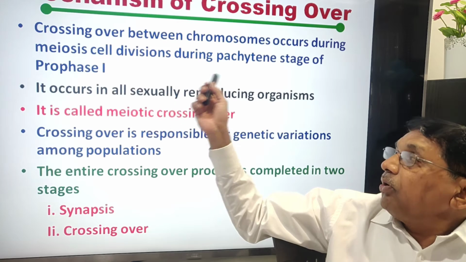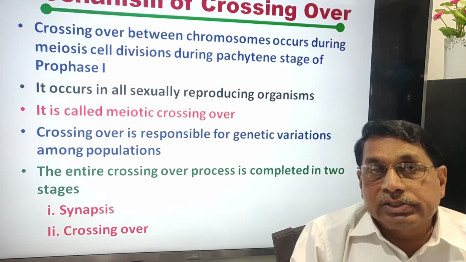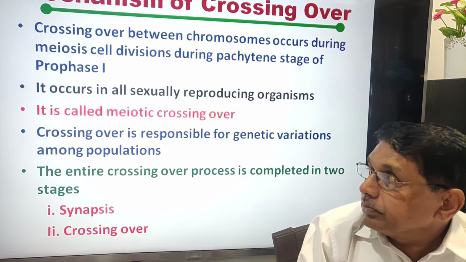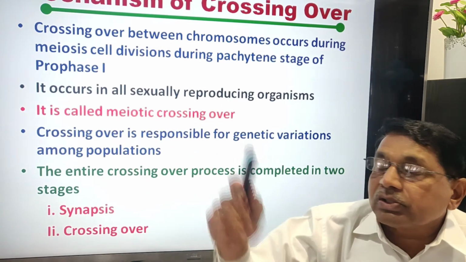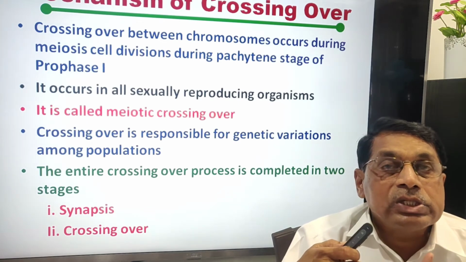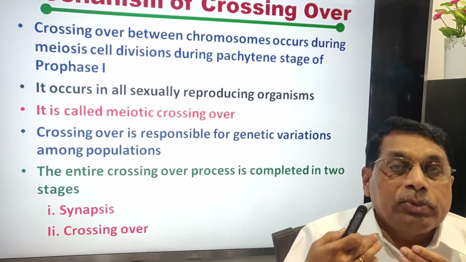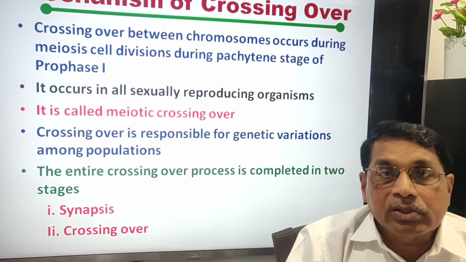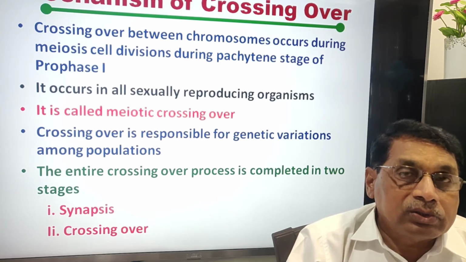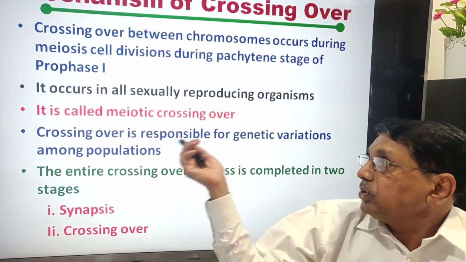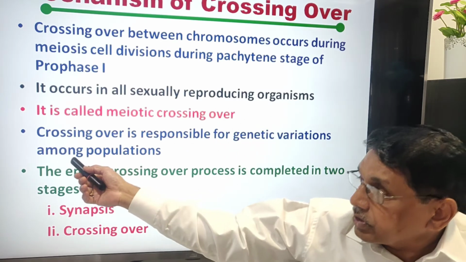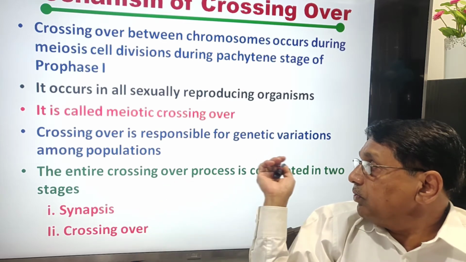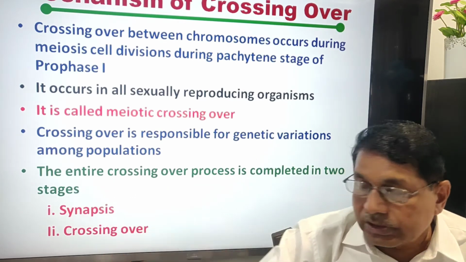Then it occurs in all sexually reproducing organisms, in all sexually reproducing plants and animals. It is called meiotic crossing over because this crossing over takes place during meiosis. Now, there are some crossing overs during the mitosis also, mitotic crossing overs. So, we are not going into those details at this stage. Crossing over is responsible for genetic variations among populations. Entire crossing over process is completed in two stages.